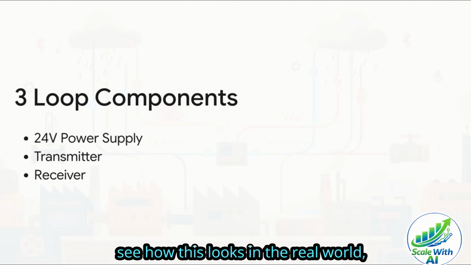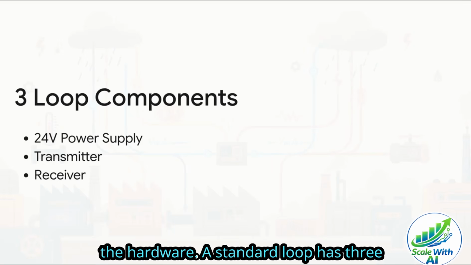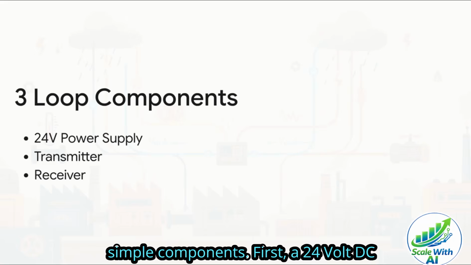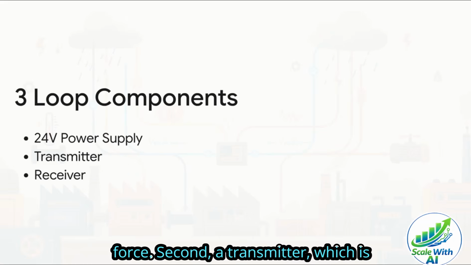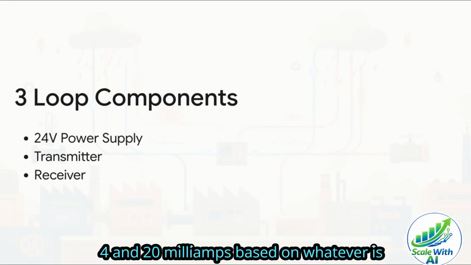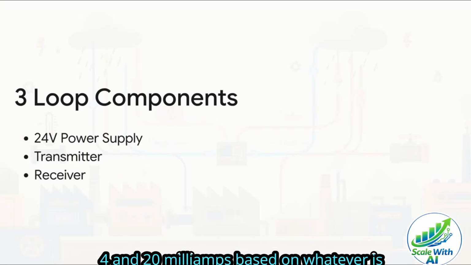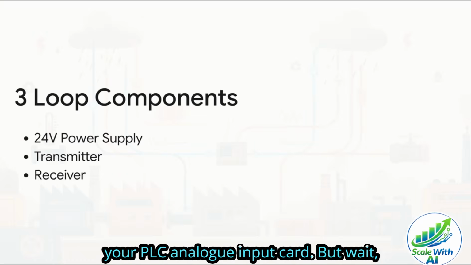To see how this looks in the real world, let's quickly jump into the anatomy of the hardware. A standard loop has three simple components. First, a 24-volt DC power supply to provide the driving force. Second, a transmitter, which is the sensor, acting as a variable current regulator, restricting the flow between 4 and 20 milliamps based on whatever is happening in the physical environment. And third, the receiver, which is usually your PLC analog input card.